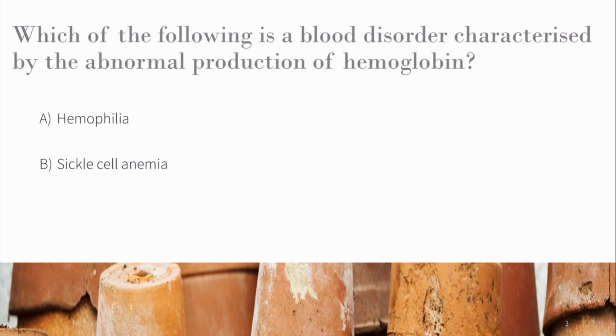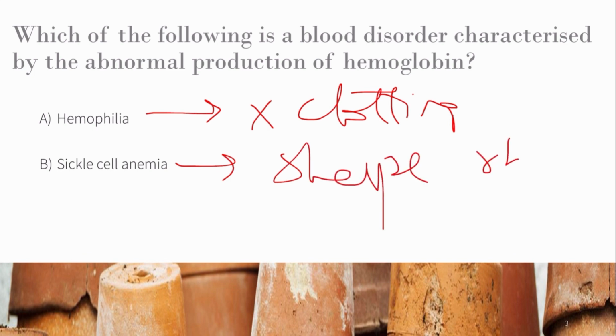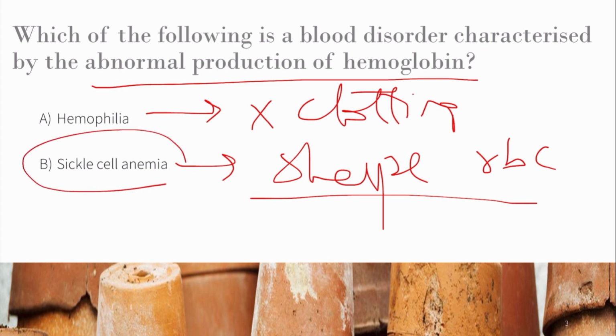Let's understand what hemophilia is. Hemophilia is a disorder in which blood doesn't clot normally; the clotting of blood is not happening. And what is sickle cell anemia? Sickle cell anemia affects the shape of RBC, red blood cells. The question here is abnormal production of hemoglobin, and the shape of the RBC is affected in sickle cell anemia. So the correct option here is sickle cell anemia.